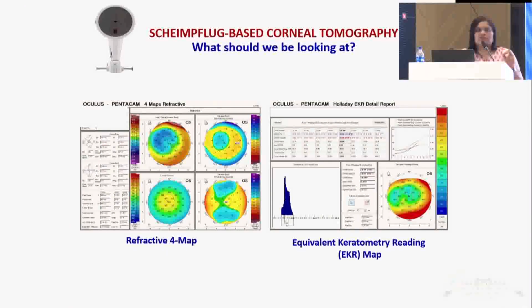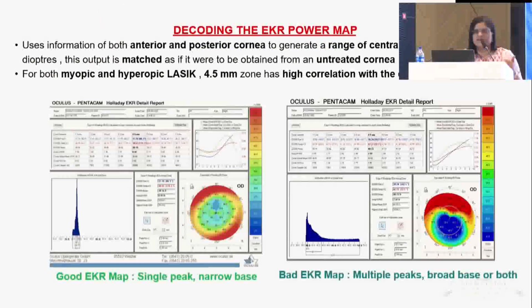Now, coming to the corneal topography scans, we have already spoken about the EKR map and the refractive 4 map, so I will not go into details on that. We have to remember how the EKR map has to look. By visual assessment, a good EKR map looks like a peak with a narrow base, and a bad EKR map has multiple peaks, a broad base, or both. Please remember that for both myopic and hyperopic LASIK, the 4.5 mm zone has high correlation with the central corneal power.